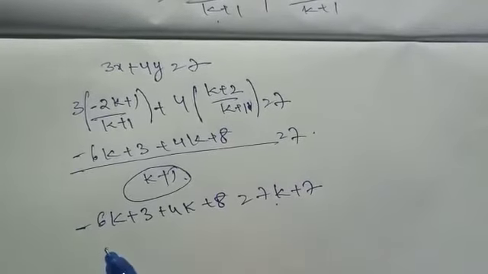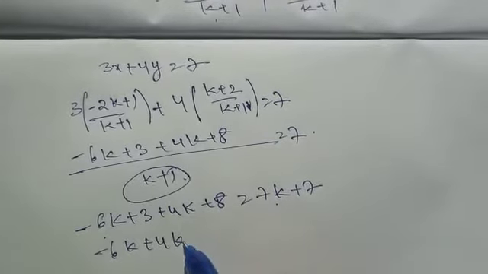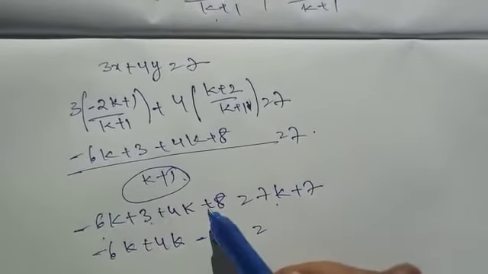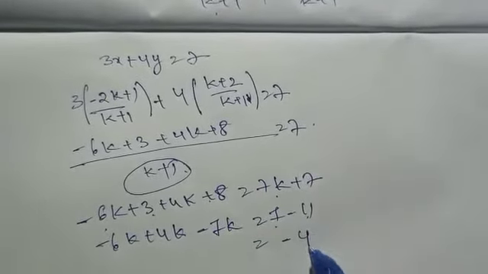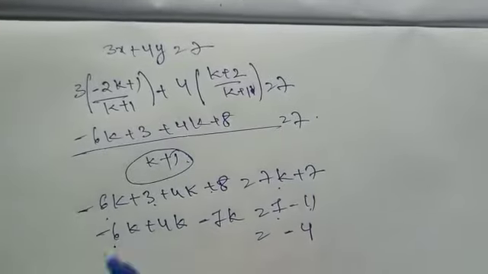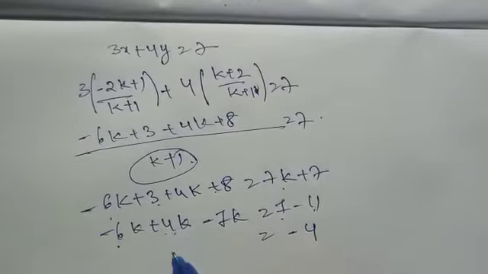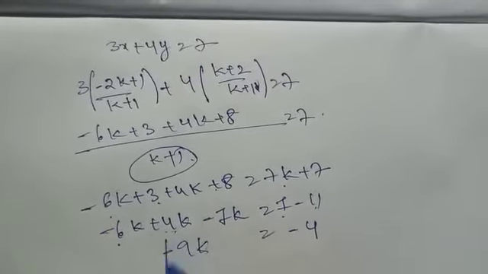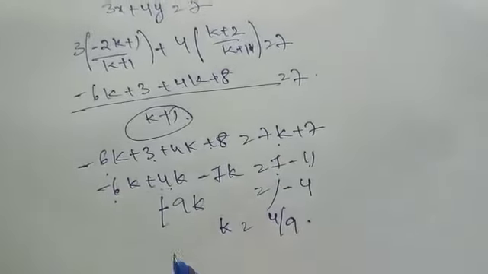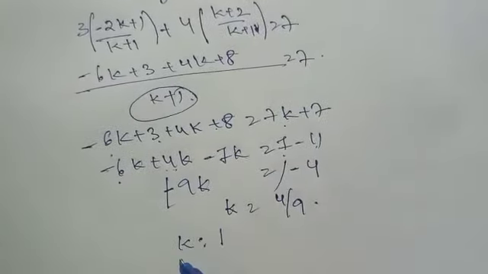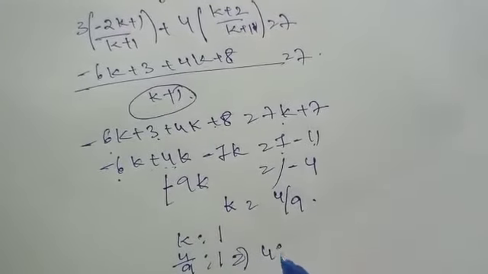Write all k terms on one side: -6k + 4k - 7k = 7 - 3 - 8, which is 7 - 11 = -4, and -6k - 7k + 4k is -9k. Minus minus gets cancelled. Therefore k = 4/9. We know the ratio is k is to 1. Here we get k value 4/9. Therefore the ratio is 4 is to 9.